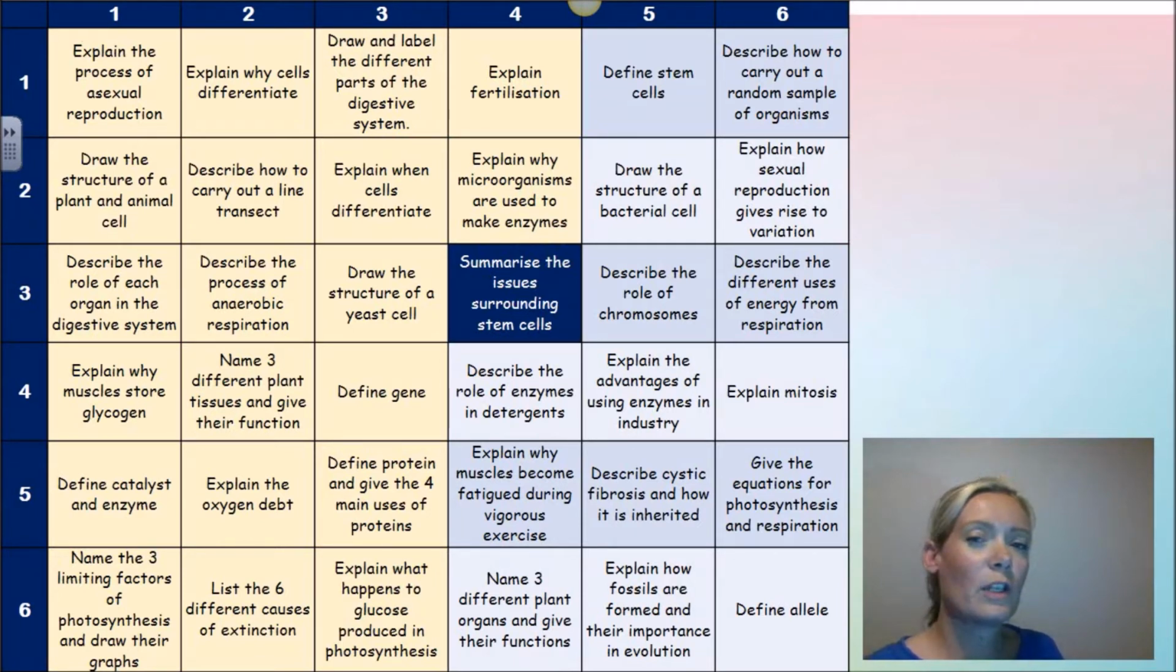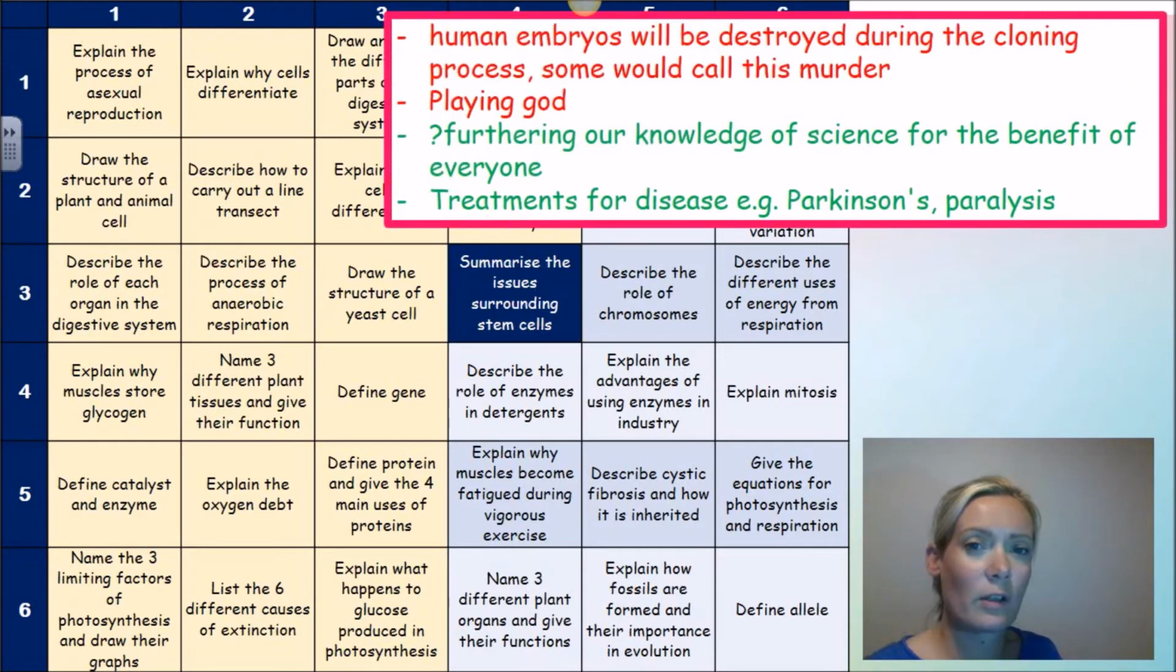Okay, summarise the issues surrounding stem cells. This is a key question where you don't want to start being waffly and going on and on. You want to try and keep it concise. So some arguments might be that to use stem cells, particularly for animals, we know that the best type of stem cell, the stem cell that's most potent, is how we describe it, the one that can turn into anything, would be embryo stem cells.